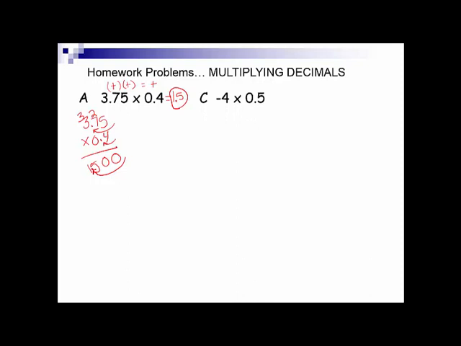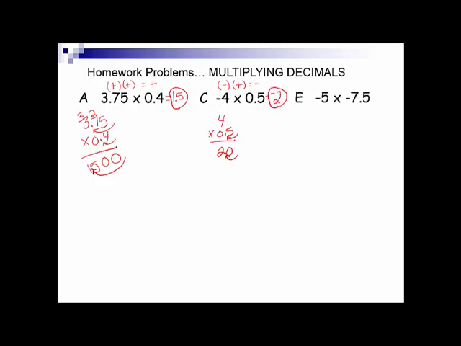Letter C also happened to be a multiplication. So what we're going to do is negative 4 times 0.5. So first of all, a negative times a positive. I know my final answer will be a negative, and now I have to decide a negative what? So 4 times 0.5. 5 times 4 is 20. I have to move my decimal point over once. So it's 2.0 or just 2. So a negative times a positive is a negative.